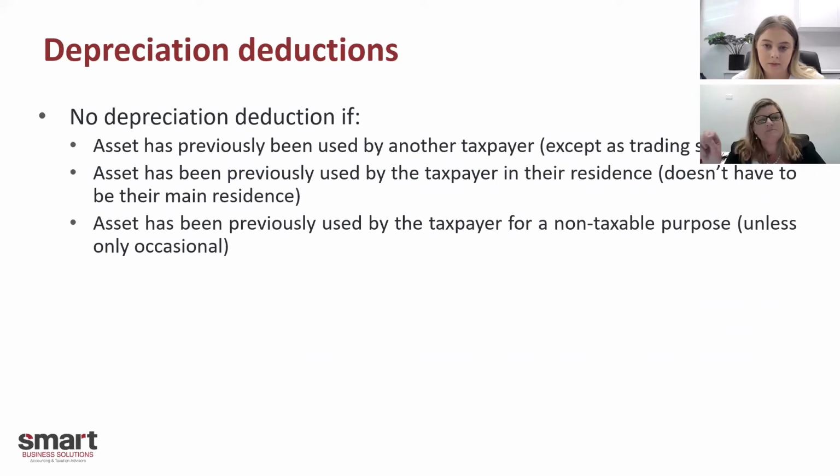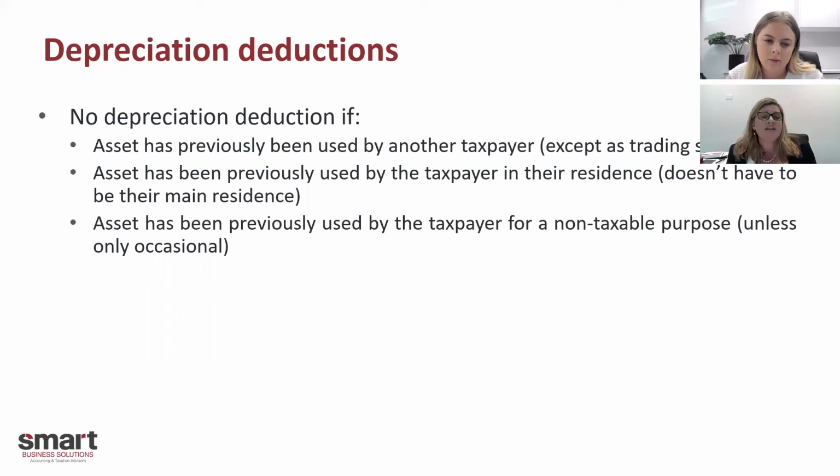The only reason they've got that exception on the trading stock is if you buy from a developer, because they call it trading stock when they're actually building property. So that's the only reason there's that little exception. Also, if the asset has previously been used by the taxpayer, so by yourself in your residence, it doesn't have to be your main residence. So if you had a holiday home that you always use yourself, and now you've decided you're going to rent it out, nothing on the plant and equipment. Yes, you can still look at the overall capital works, but nothing on the plant and equipment.